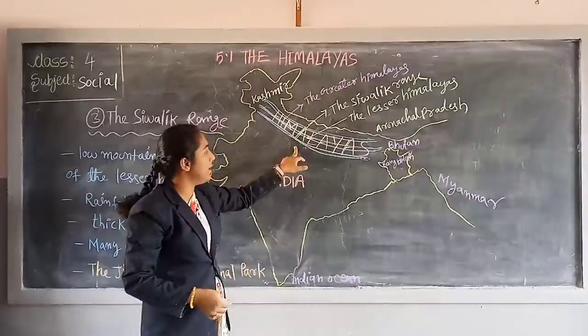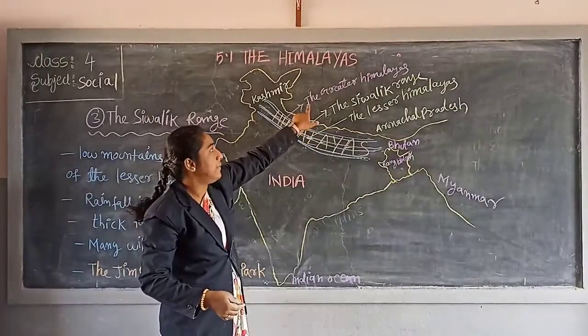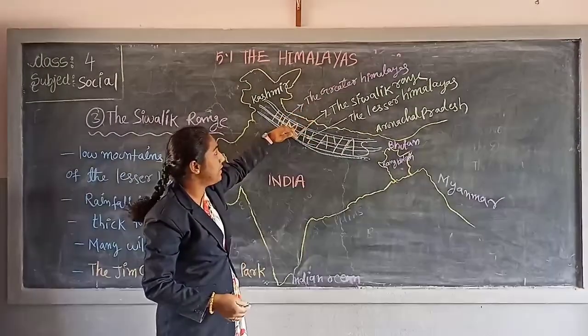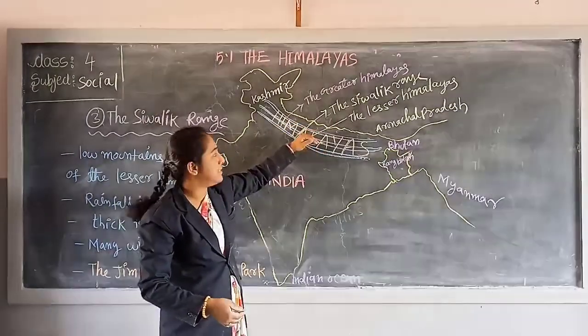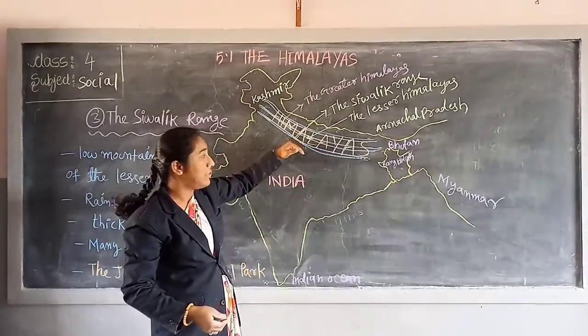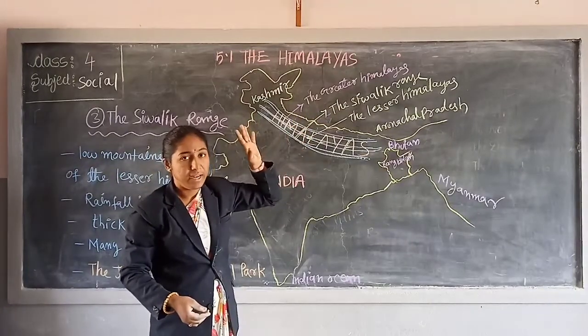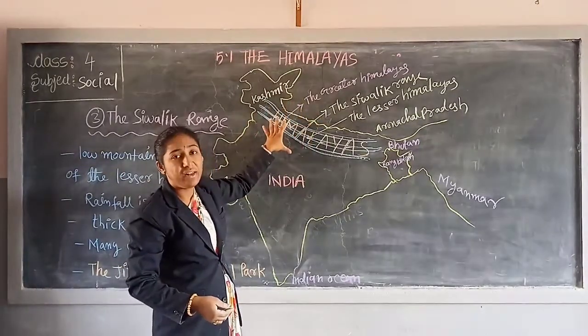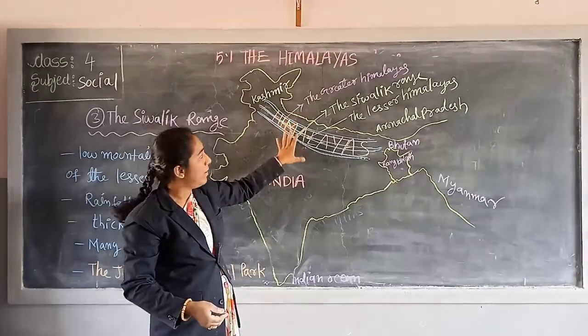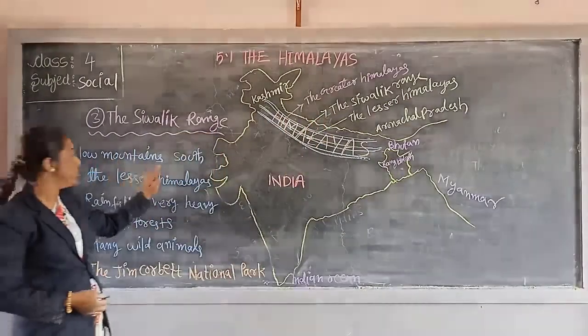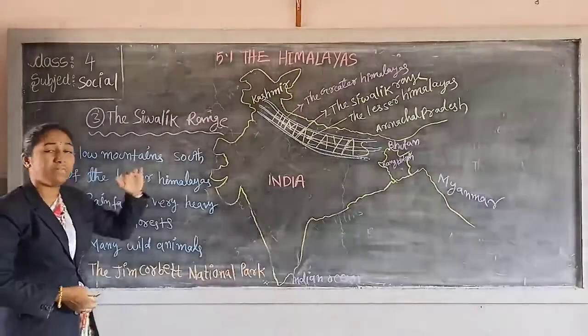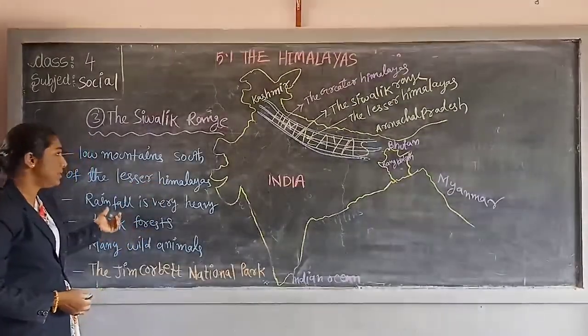Don't get confused. First parallel range is the Greater Himalayas. South of the Greater Himalayas, below it, the Lesser Himalayas. South of the Lesser Himalayas, the Siwalik range. These are the three parallel ranges of the Himalayas. The Siwalik range are the low mountains situated south of the Lesser Himalayas.